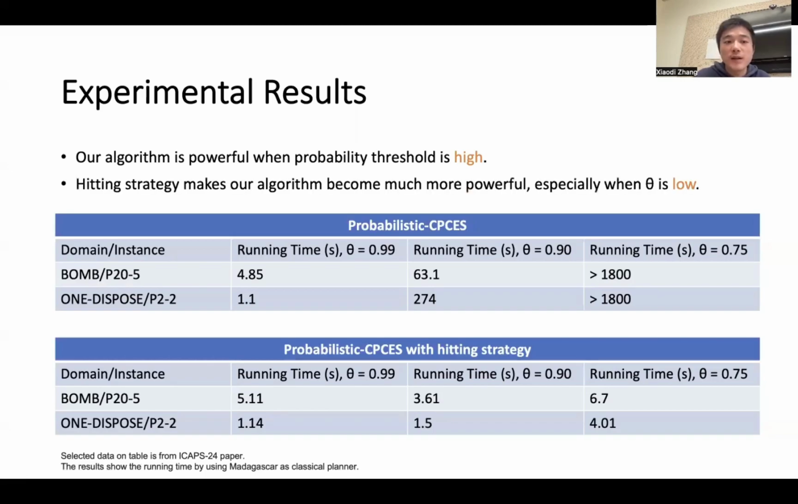The second one, the hitting set strategy, makes our algorithm much more powerful, especially when theta is low. Compared with the first table, the second table, for the same bound with 0.75 probability threshold, takes 6.7 seconds to find the plan. You see, we avoid disjunctive goals, and the classical planner is much faster.